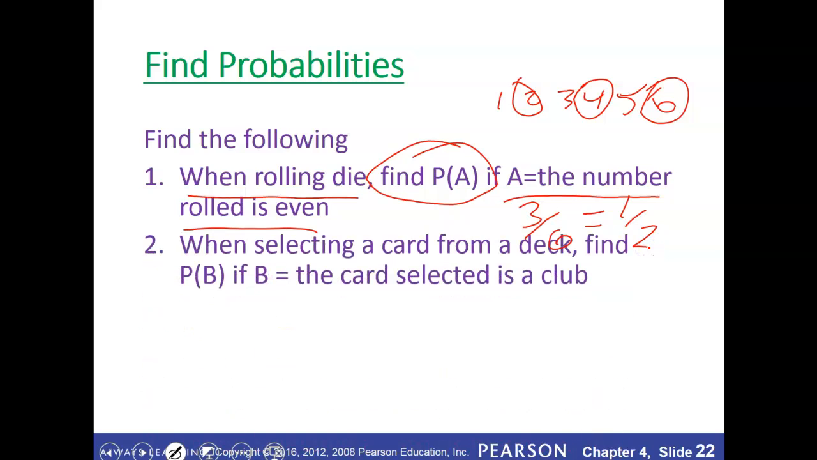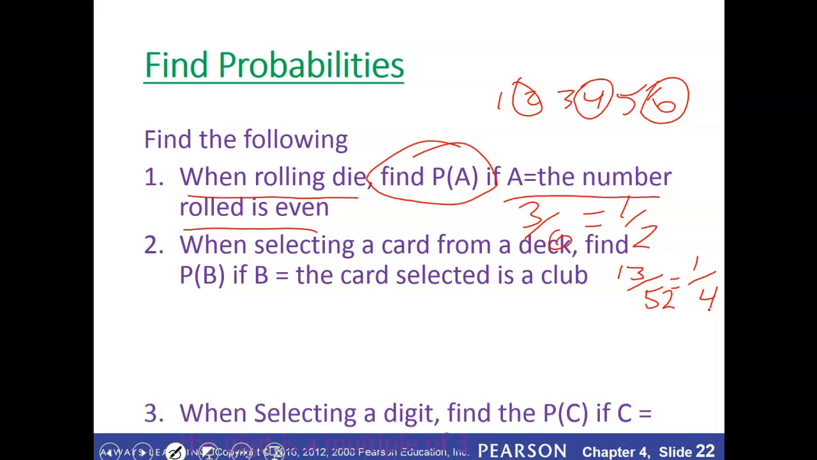In a different situation, when selecting a card from a deck of cards, find the probability of B if B is that the card selected is a club. Well, if you go to the deck of cards, there are 13 possible clubs out of 52 cards. And that also reduces to 1/4. So the probability of B happening would be 1/4 of the time.